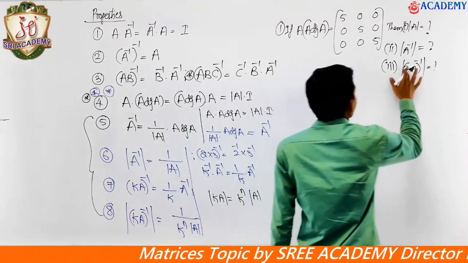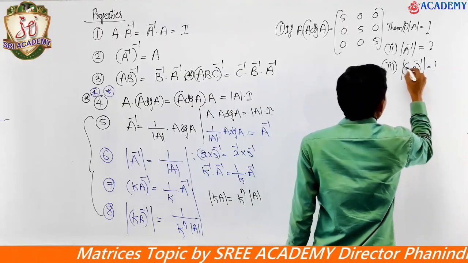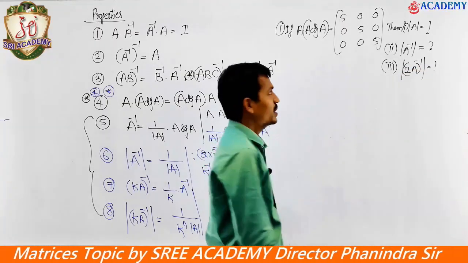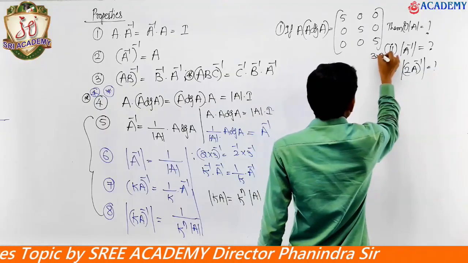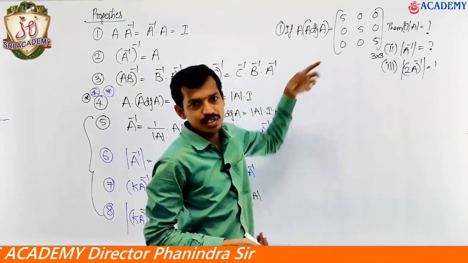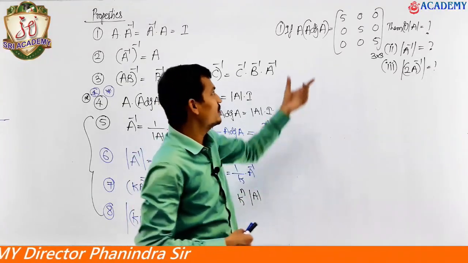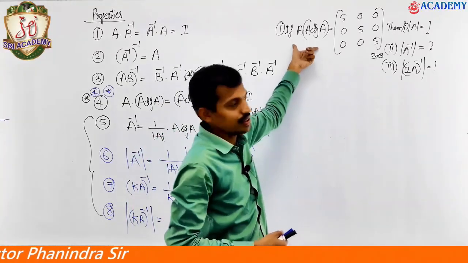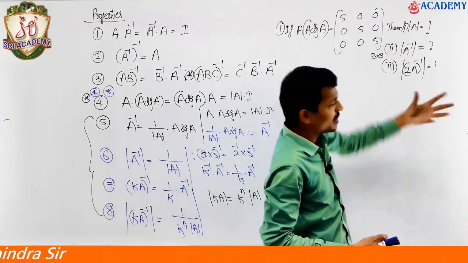So 3 is nothing but... you will get confused, so I will write 2. You won't get confused. Here, see, this is a 3 by 3 matrix. Indirectly, A is going to be 3 by 3 and adjoint of A is also going to be a 3 by 3 matrix. He will give this matrix. This is the condition, and he can ask anything.